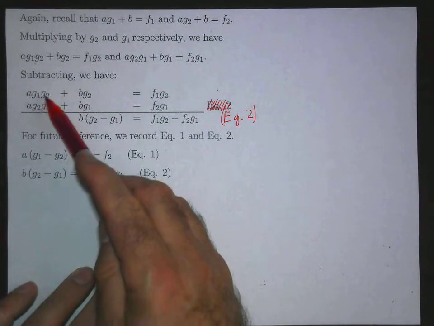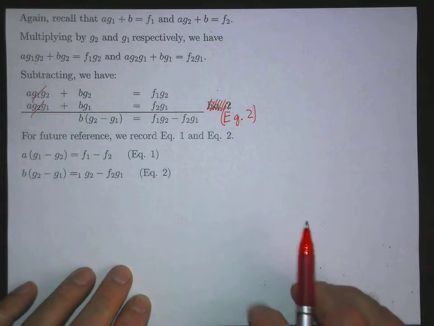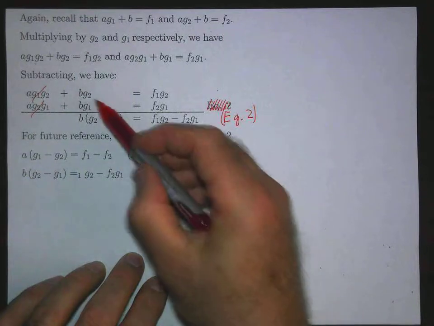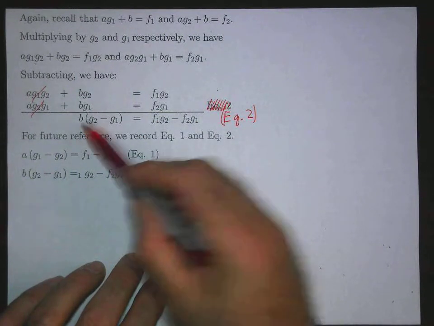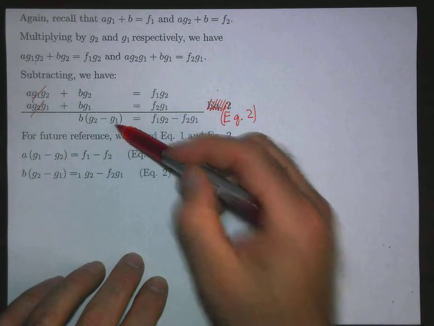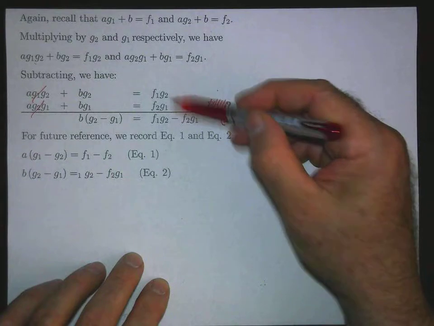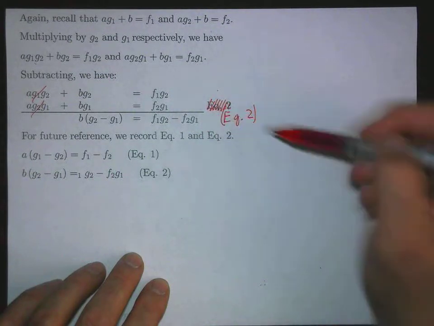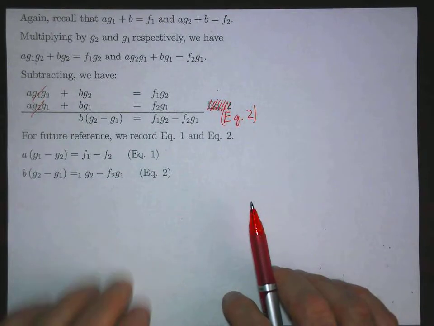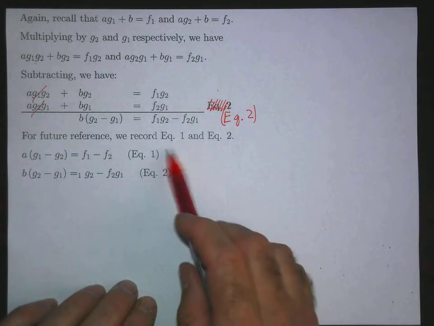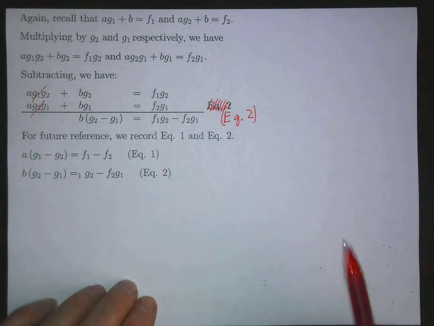Well, the nice thing is these two terms are equal, so when we subtract, they zap each other. These two terms have a common factor of b, so we have b times g2 minus g1. And f1 g2 minus f2 g1, we'll call that equation 2. And for reference, we're going to record equation 1 and equation 2. This is what they were.